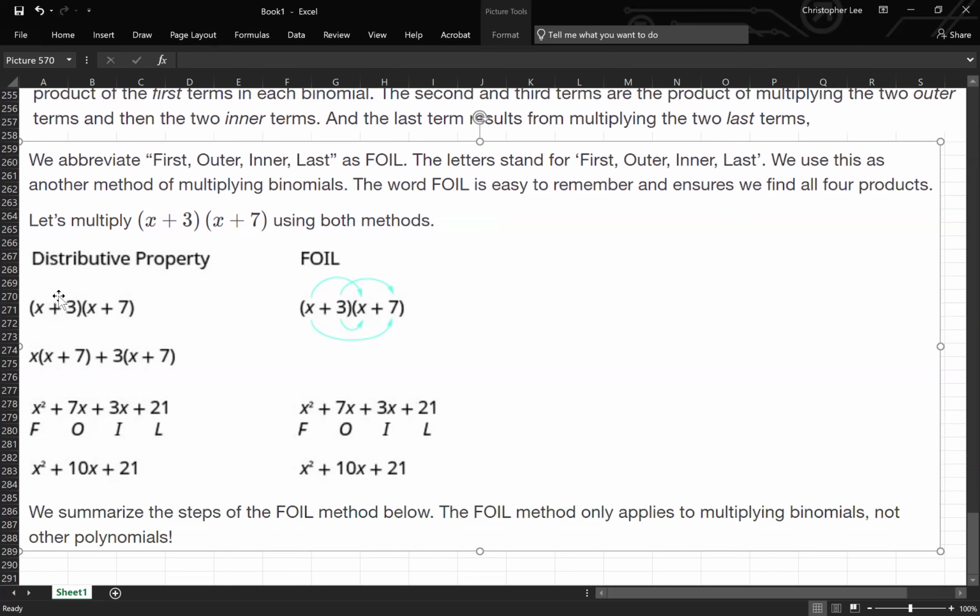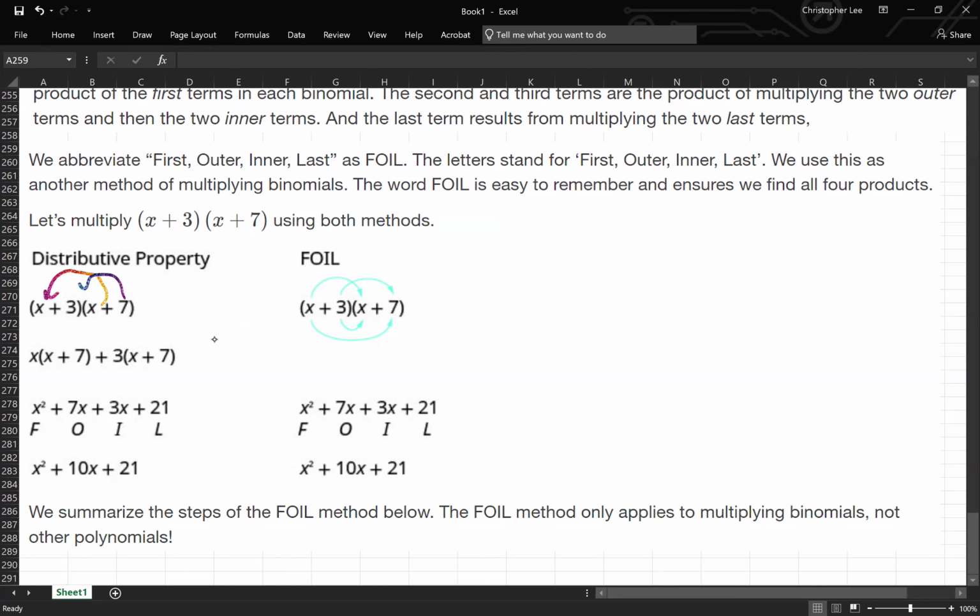Distributive method, right? I want to distribute the x plus 7 to every term over here. So I have x times x plus 7, and I have 3 times x plus 7. After that, distribute it back. And then that's how I get the x squared plus 7x plus 3x plus 21. Combining like terms, I come out with x squared plus 10x plus 21.